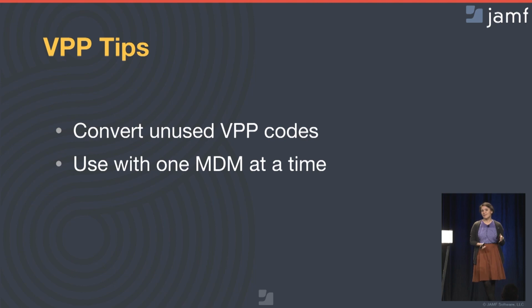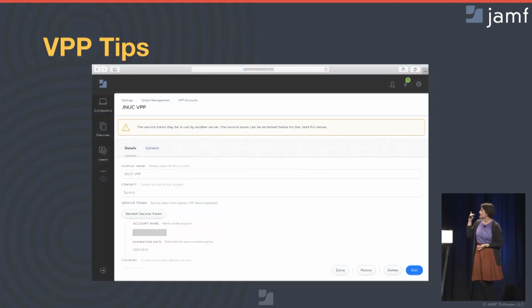It even means if you have your production server and you have a test server, it cannot be in both of them at the same time, because you're going to run into issues where it's assigning a license and then assigning it again, and it doesn't know which one to trust, and so you're just going to run into a lot of problems. You may have seen this nice little dialog before letting you know that your token may be in use by another server.